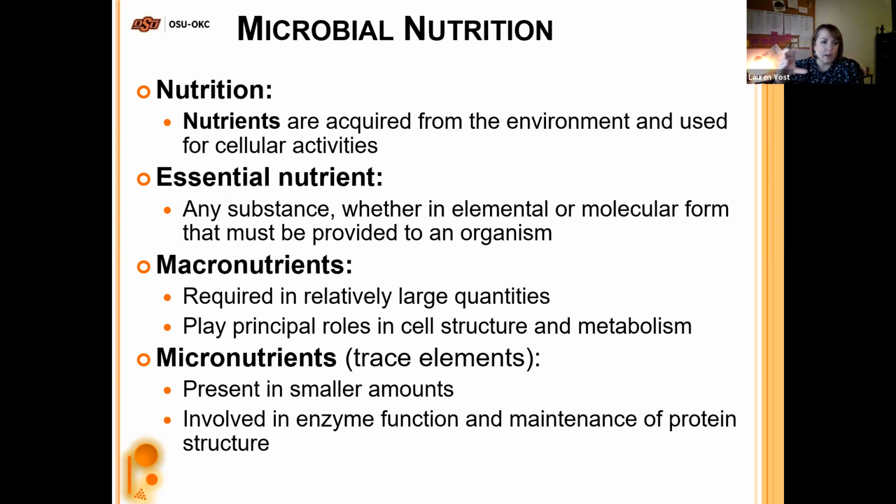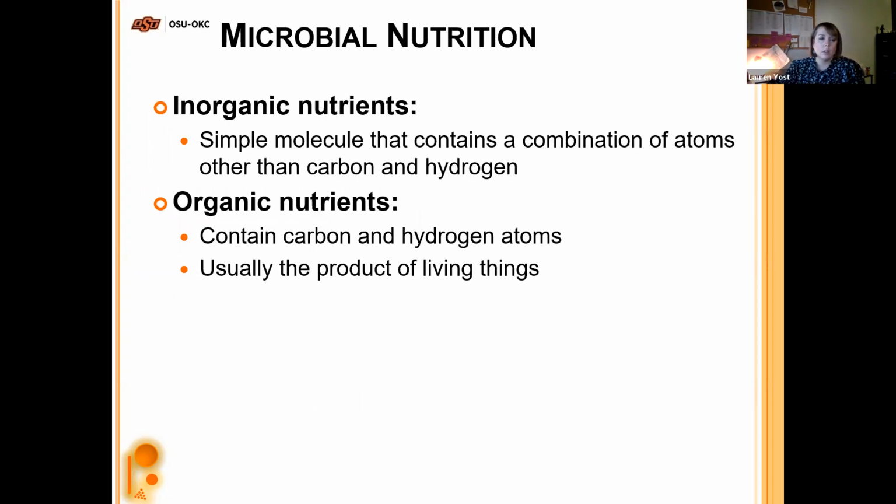Macronutrients are required in relatively large quantities. They play a principal role in cell structure and metabolism. And then micronutrients are in trace amounts, usually trace elements. They're usually used for enzymes or as cofactors in enzymes.